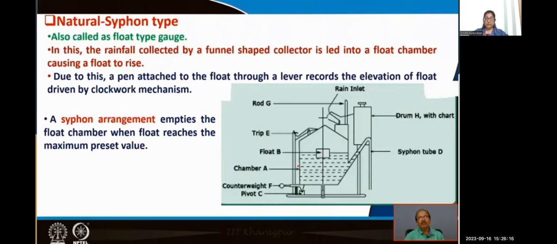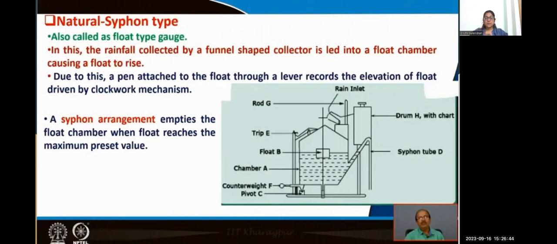Based on this movement of the float, the rainfall measurement will be done. So in this natural siphon type, the recording device is attached to a float which will keep on rising as the rainwater gets collected, and once a level is reached, the water will be drained out using a siphon. In weighing bucket type, it is attached to the weight of the bucket, and how much water is getting accumulated by weight is what is being measured.